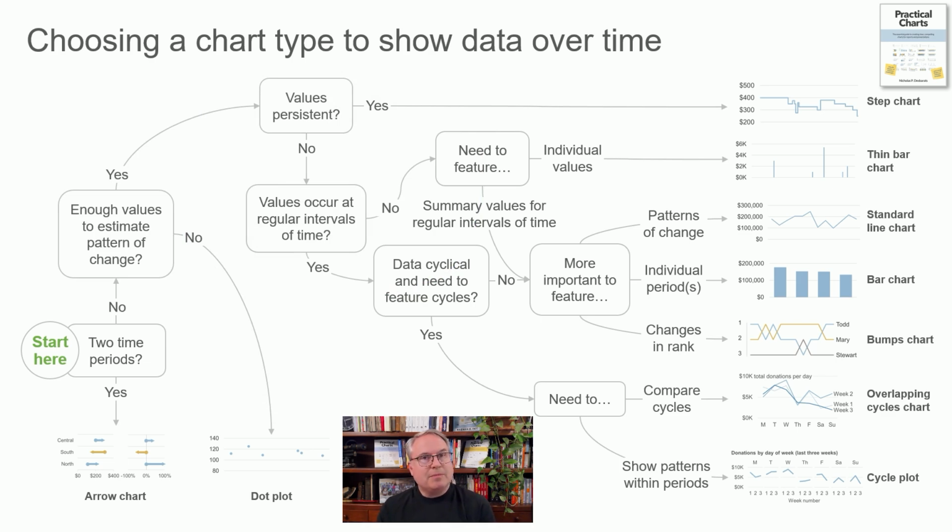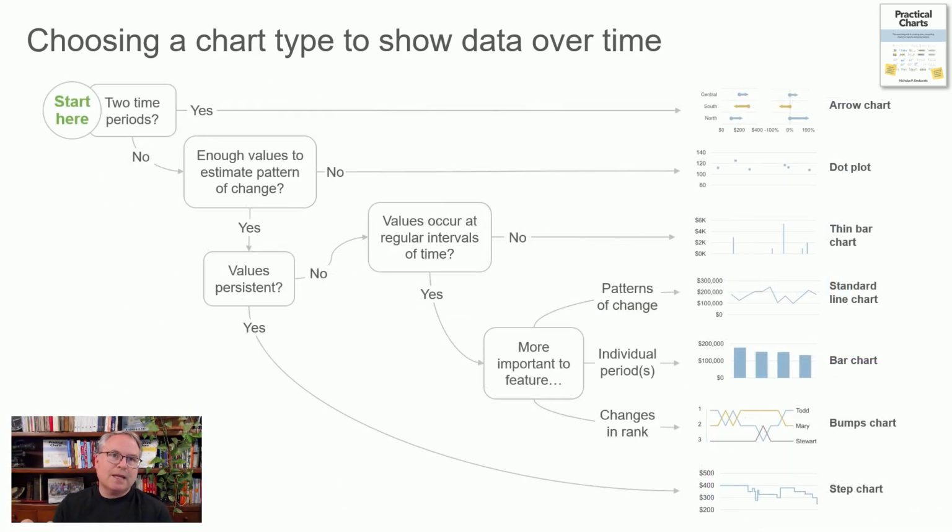And so because I'm going to be updating this decision tree, there's actually another change that I've been wanting to make for a while, which is down here around chart types for showing cyclical data, like data with seasonality, for example. These aren't really chart types, actually. They're more chart techniques. And so I wanted to remove those for a little while. And so the new decision tree now looks like this.